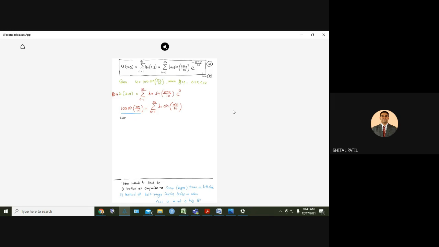Using method of comparison, you just have to compare. How to compare? Like this: 100 sin(pi x / 10). On the right side, substitute n equal to 1: b1 sin(pi x / 10). Now n equal to 2: b2 sin(2 pi x / 10). Then b3 sin(3 pi x / 10), and so on. Hope everyone is getting this.